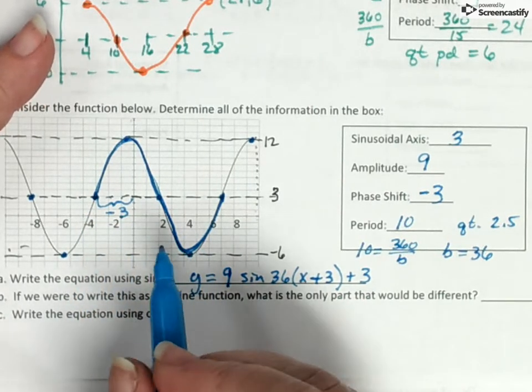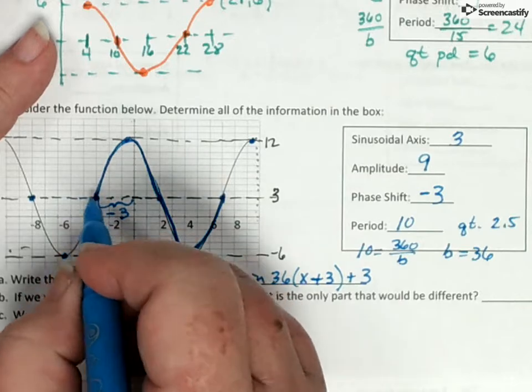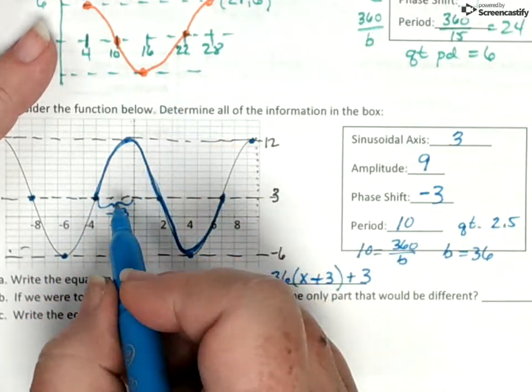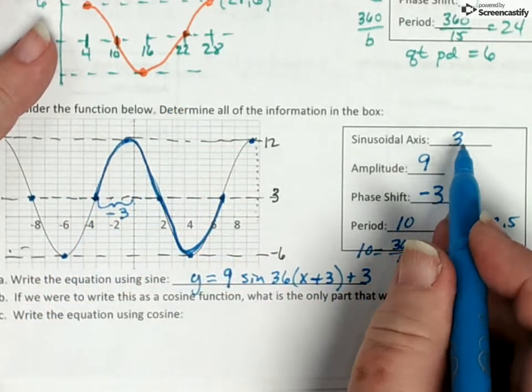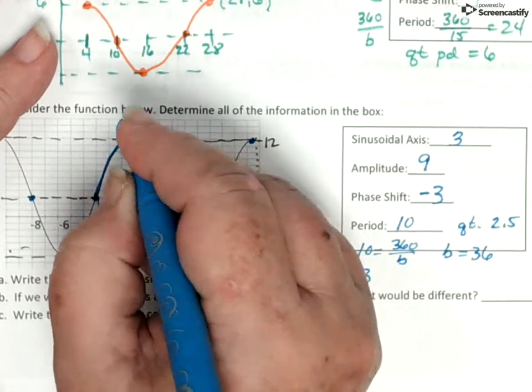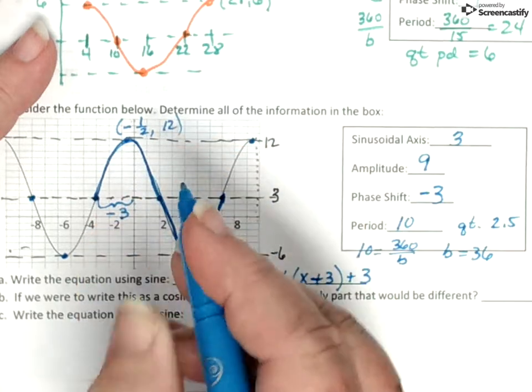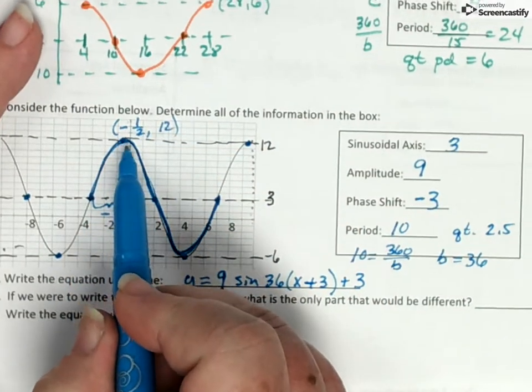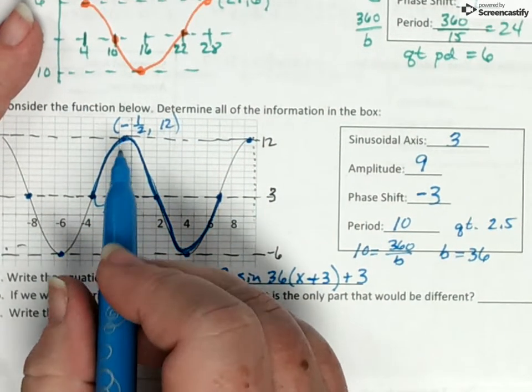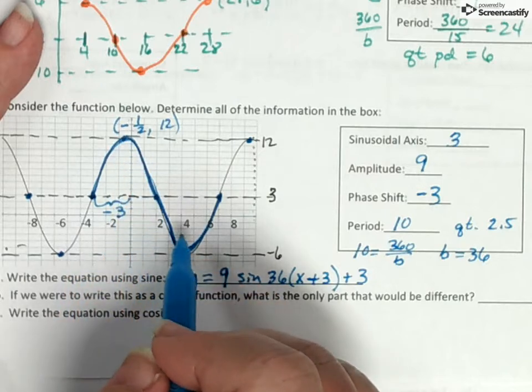Now, talk about critical points. We said this point was negative 3, 0. I mean, negative 3, 3. This point is negative 1/2, 12. So that phase shift, it says what would change if I wanted to write this as a cosine equation.